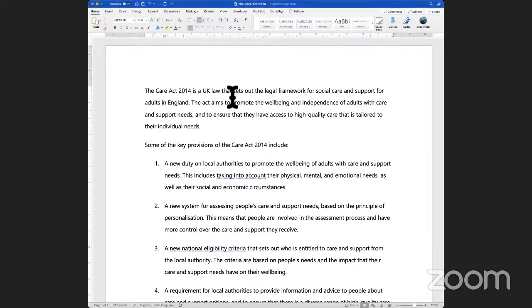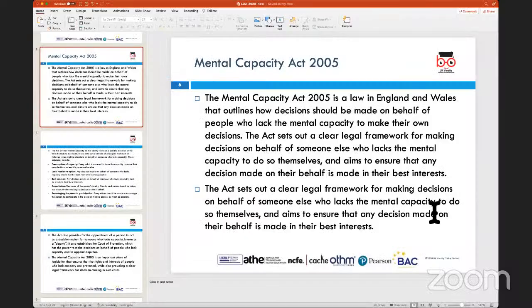So when we look at this particular act, again, there will be a particular document that you'll be able to see on what you call Moodle, and this document would substantiate some part of your understanding of what the Mental Capacity Act of 2005 is.